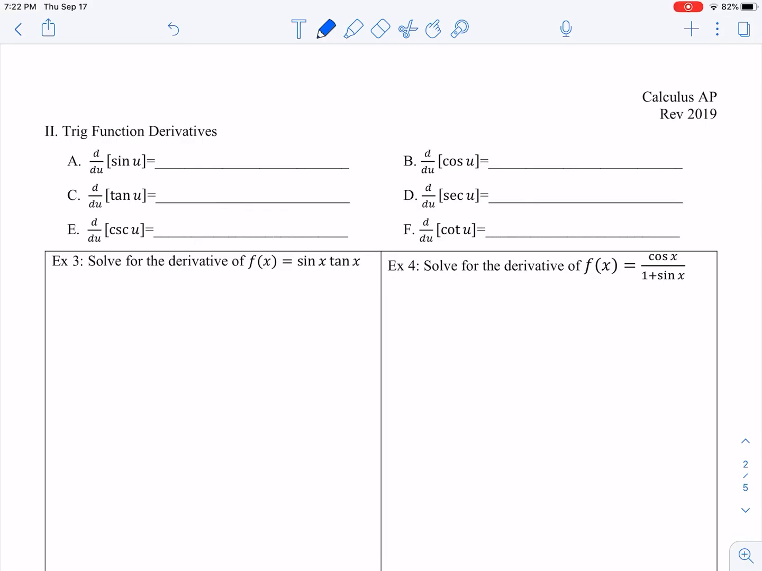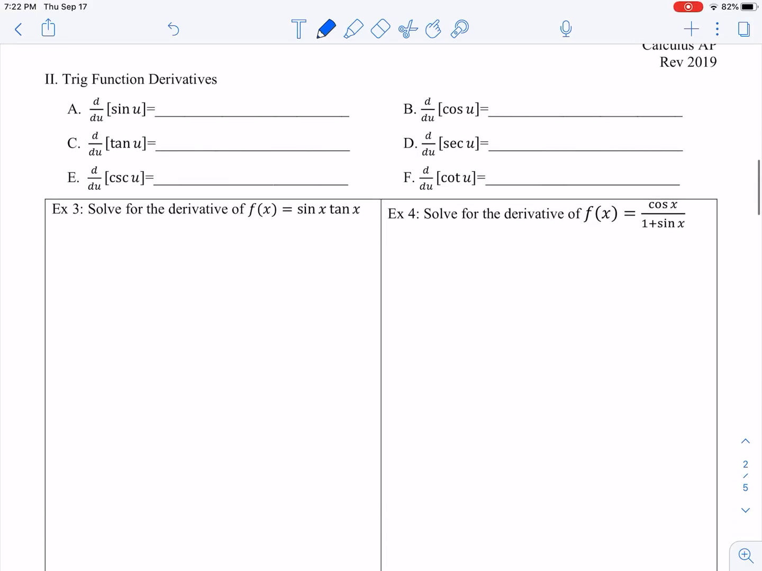Quotient Day Notes, Part 2. We're going to learn the rest of the derivatives. We already learned the derivative of the sine is cosine. The derivative of cosine is negative sine. The derivative of tangent is secant squared.